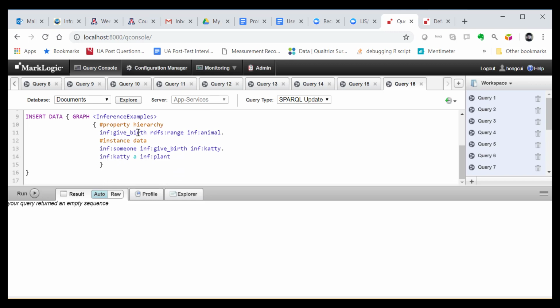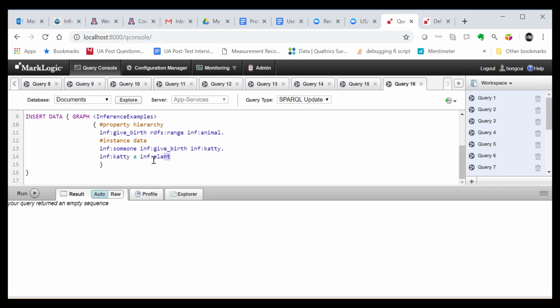We have a property called gave birth, and we define its range to be animal. This means that anything that is born is going to be an animal. My instance is that someone gave birth to Katie. Okay, so based on this assertion, Katie has to be an animal.